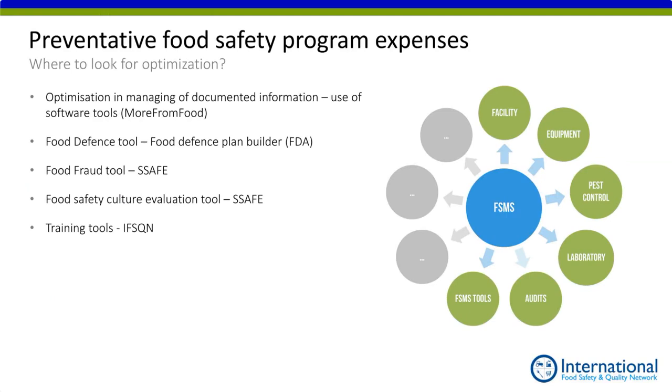Again, where to look for the optimization? We are always talking about automatization, about digitization, but what about the digitalization of the systems? Here I'm talking about the use of food safety management system tools, some of them for the optimization in managing documented information. And here you can look up the More From Food software tool. This is a very useful tool, very easy to implement, and could help you lower problems connected with the employees in the production and the risk connected with the employees' bad controls or not communicating about potential hazards, etc.